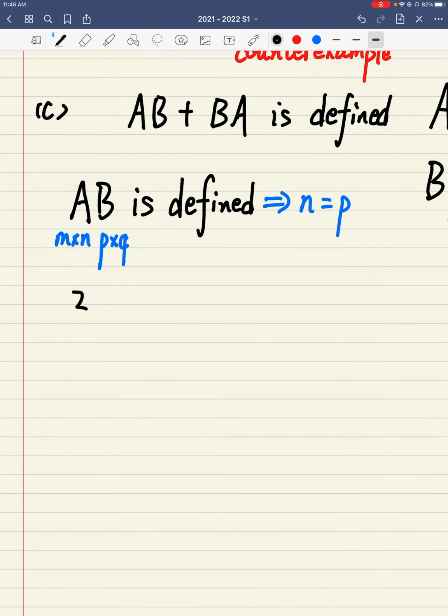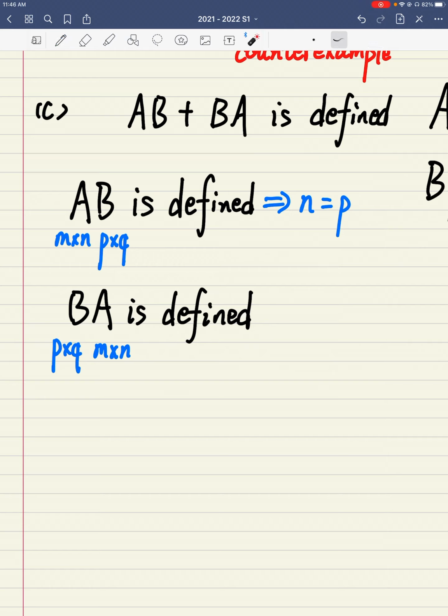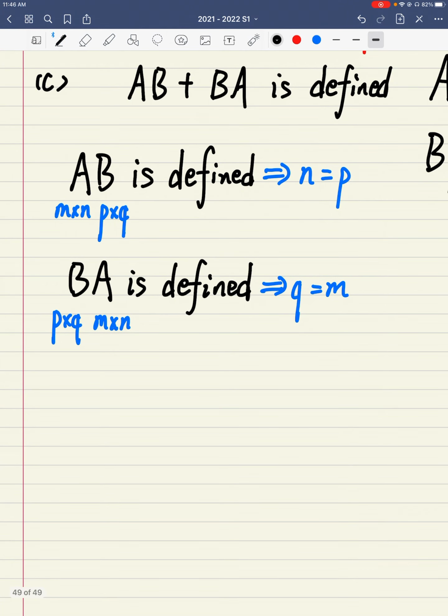BA is defined. Same thing. B is a P by Q matrix, A is an M by N matrix. Then B times A is defined. That means Q is equal to M. The number of columns of the first matrix must be the same as the number of rows of the second matrix. So here, Q is equal to M. Then AB plus BA is defined.